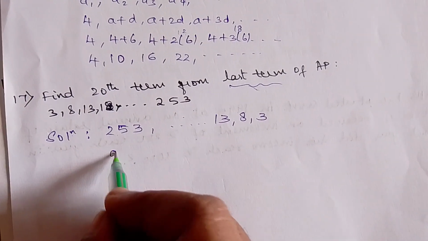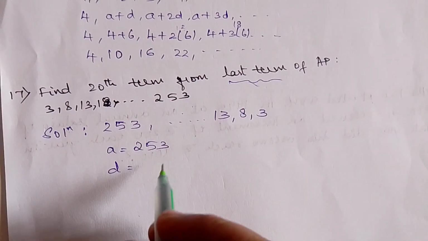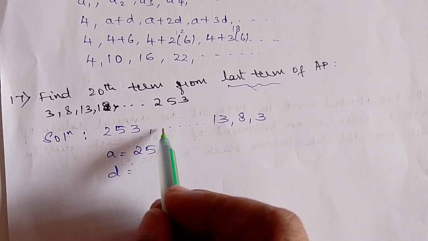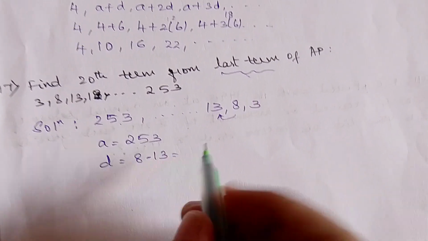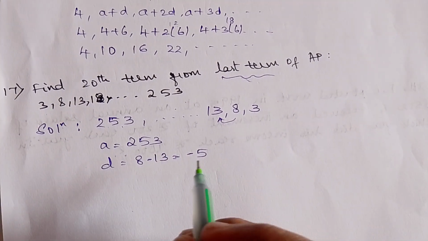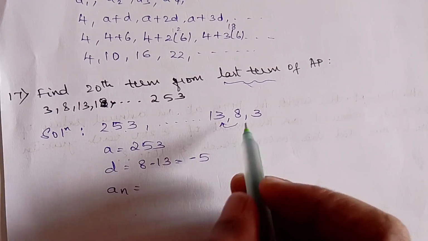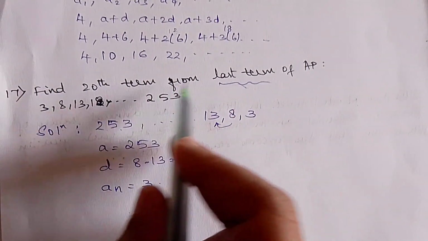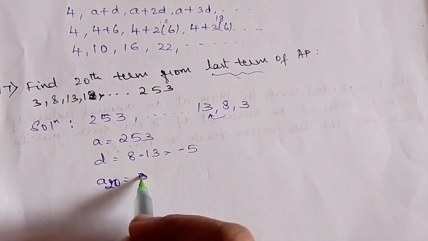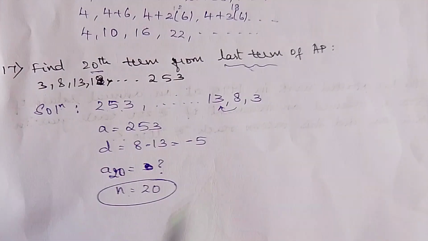So my A will be 253. D will be equal to, what is D? D is basically A2 minus A1, right? So 8 minus 13, which will give me minus 5. Correct? We have to find the 20th term. We should find A20. N is given as 20.